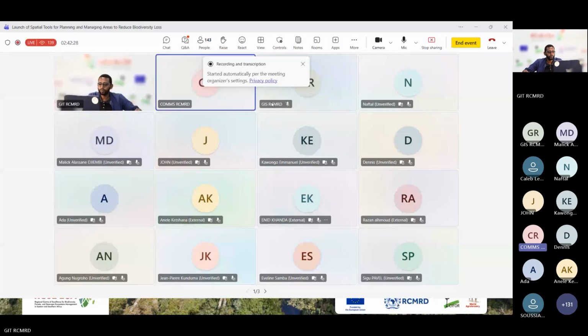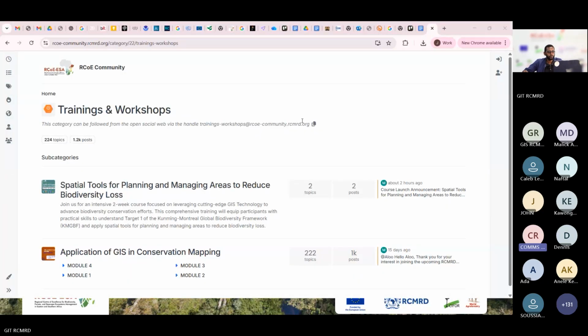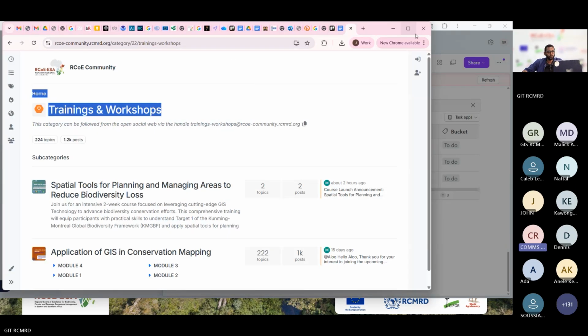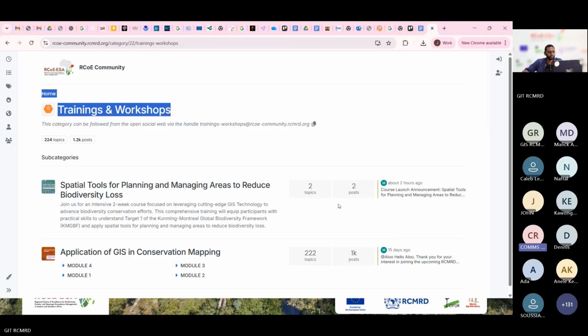As Dennis is trying to access the platform, we have two questions that are answered in the Q&A section. There's a question on the course costs, and also Nalu Bwama would like to know if the course can be done by a person studying GIS for the very first time. Julius, would you kindly answer those questions on the Q&A?